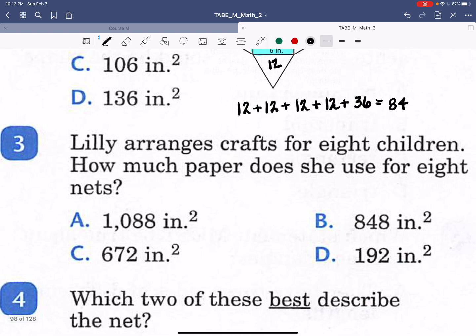Number 3, Lily arranges crafts for 8 children. So 8 kids are coming to this party. How much paper does she use for 8 nets? So we have 84 times 8, and you can use your calculator. That is 672 square inches.